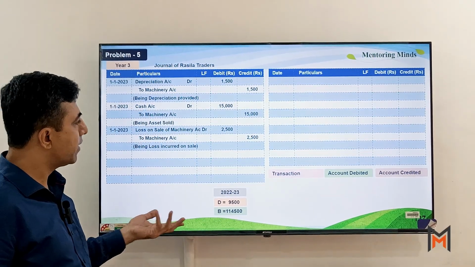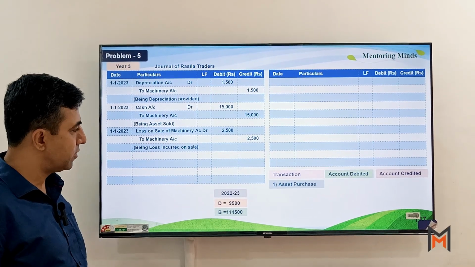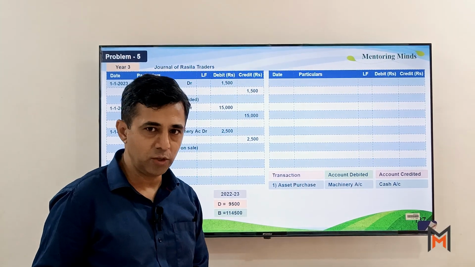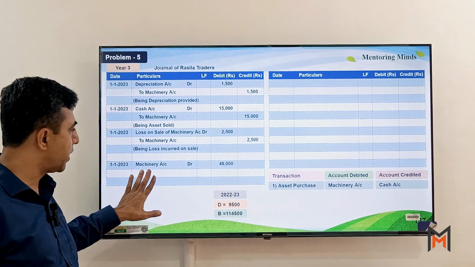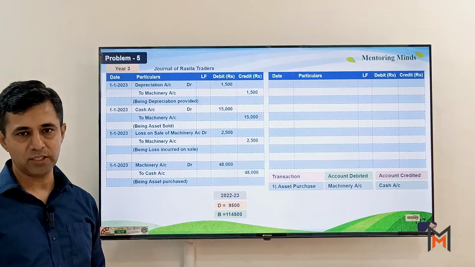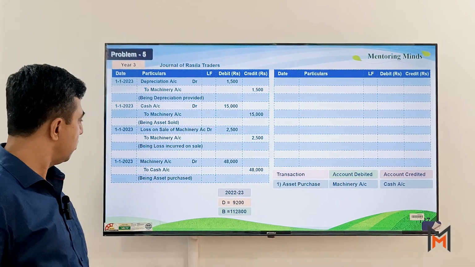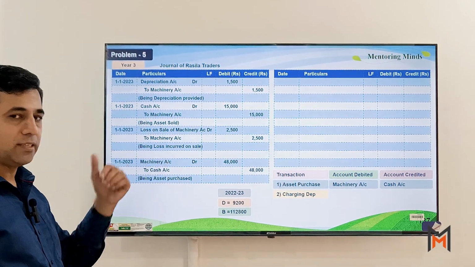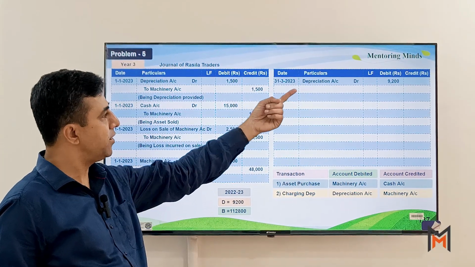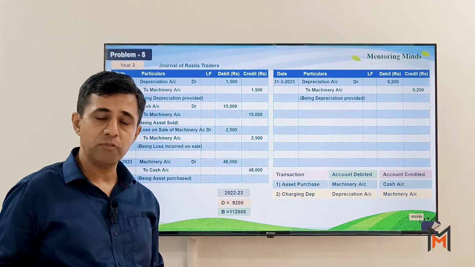फाइन सर. तो अब क्या करेंगे? We will pass the remaining entries. First we are purchasing the asset, so journal entry is machinery to cash. The same we are going to write it here. Machinery to cash, that is being asset purchased. Now at the end of the year we are going to charge depreciation, so entry will be depreciation to machinery. The same entry we are going to write it along with the narration.